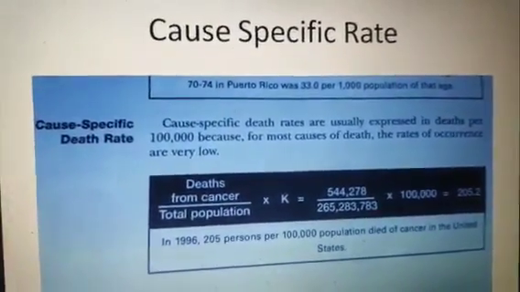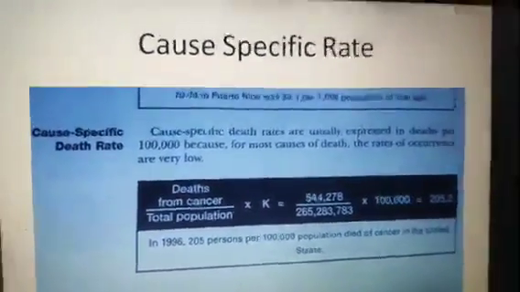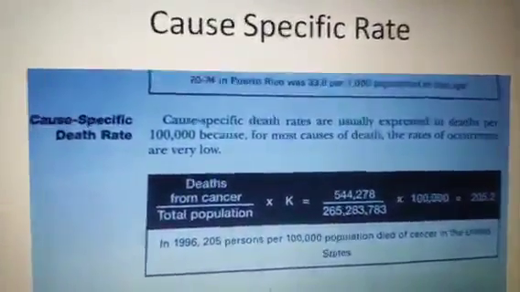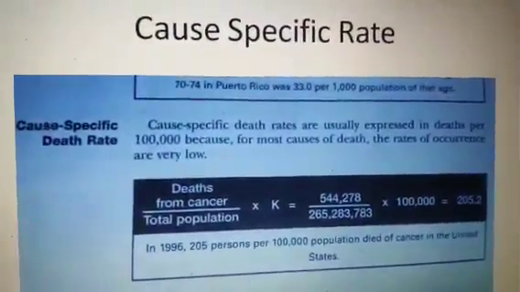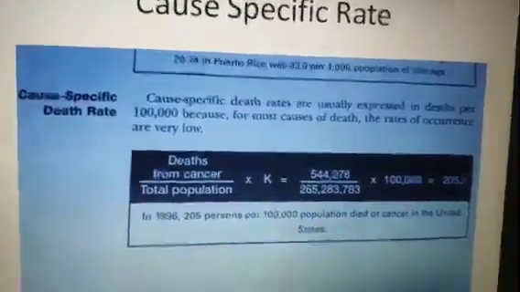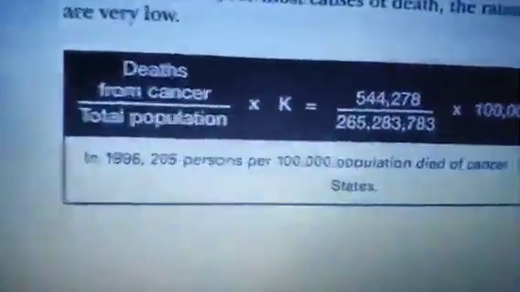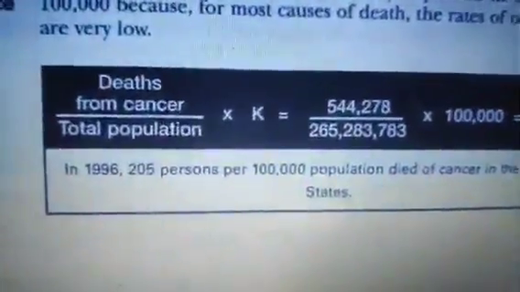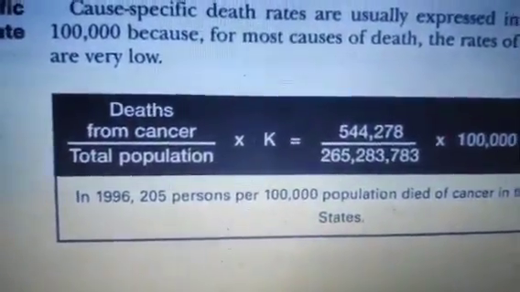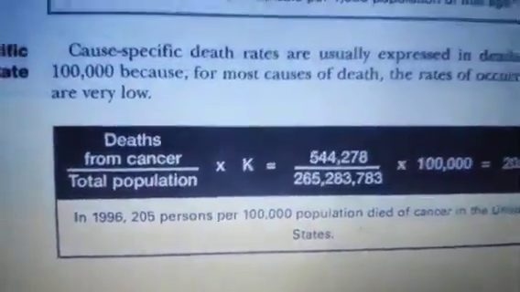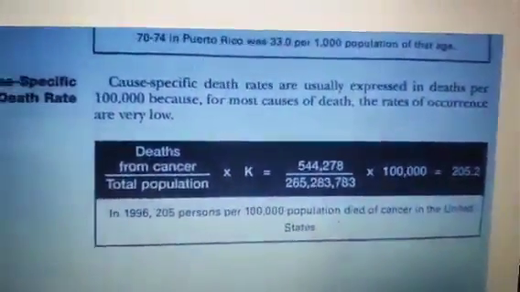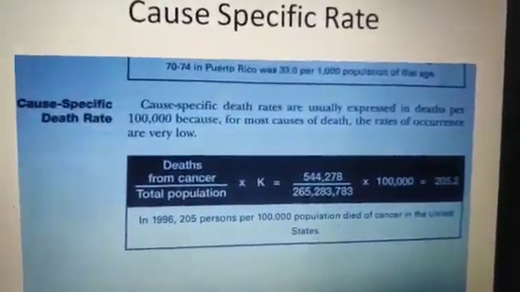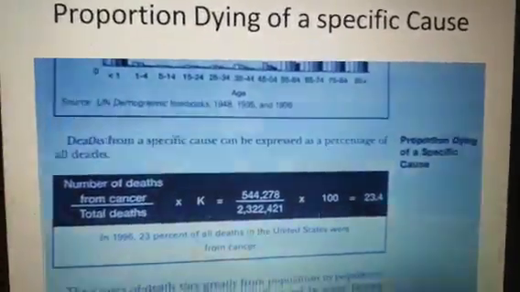And then every death has a specific cause. For example, nowadays corona is a specific cause of death around the world. So this is cause specific death rate. In this example, I have depicted the term cancer, but you can write COVID here. Deaths from cancer or deaths from COVID divided by total population, into K. You can calculate the cause specific death rate. So this is another type of measurement of mortality rate.